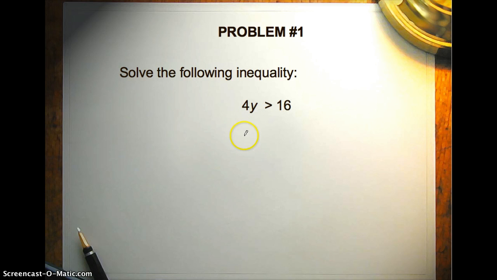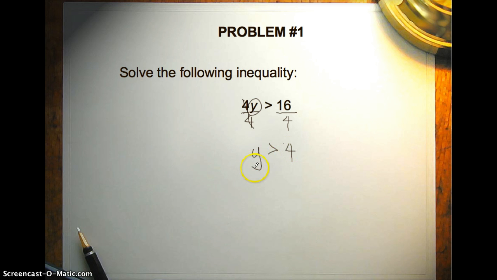Okay, here's problem number 1. We are solving an inequality, so we are going to use the balancing method like we have been. We want to isolate the variable, the y. To isolate it, we know that y is being multiplied, so we are going to do the inverse, which is dividing. We divide both sides by 4 because whatever you do to one side, you must do to the other. The 4 and the 4 cancel out, so we just have our y left. So we have y is greater than 16 divided by 4, which is 4, and so the solution is y is greater than 4.